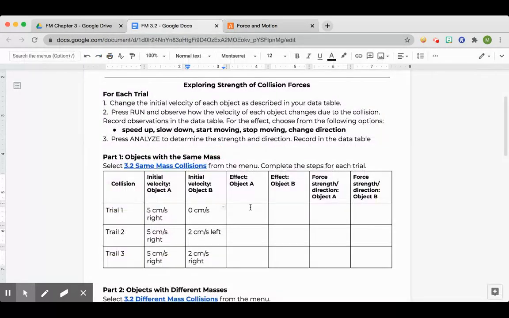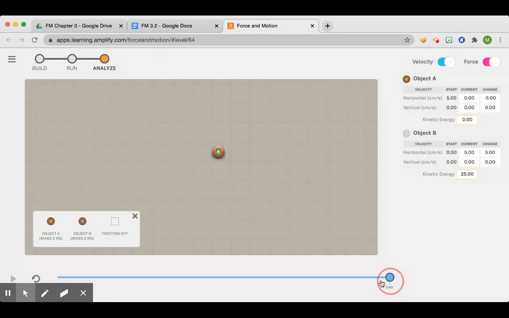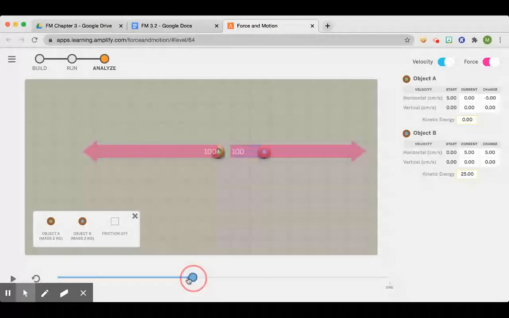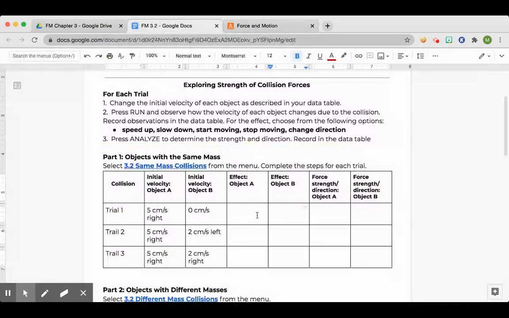And coming back to the table, we need to see the effect on object A, and these are our options right here. So either A sped up, slowed down, started moving, stopped moving, or changed direction. And then we also need to see what happened to B. So when we come back here and rewind, we can see that A was moving, and then A stopped moving. We can see that B was not moving, and then it started moving. So A would be stopped moving, and B started moving.